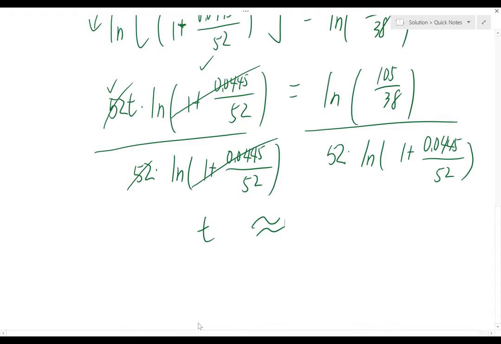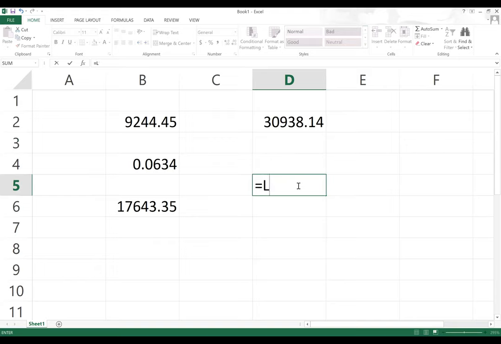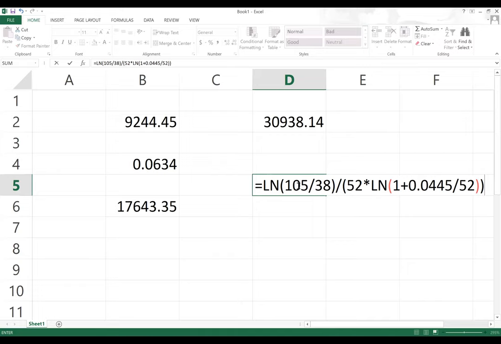But again, let me show you how to perform this operation in Excel. So it's going to be equal to ln of 105 over 38. That's the numerator, and dividing by the denominator, open parentheses, 52 times ln of 1 plus 0.0445 over 52. Okay, now once you input it properly, we'll be able to get a result right away. Let's see what that is. Just hit enter, get a result.